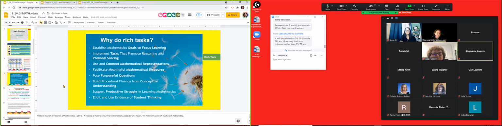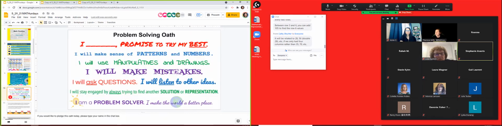So you're going to see me posing purposeful questions. You're going to be focusing on the conceptual understanding. There's going to be productive struggle, and the whole conversation uses student thinking. But before we begin, I'm going to give everyone the opportunity to use this problem-solving oath. I'm going to say it out loud. If you want to pledge to this today, make your name public in the chat box.